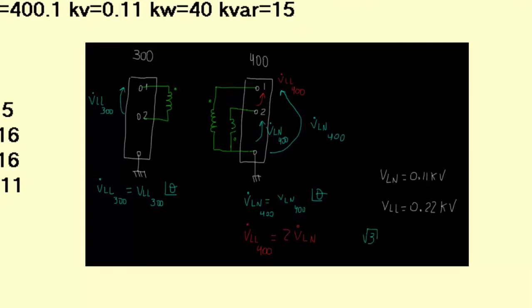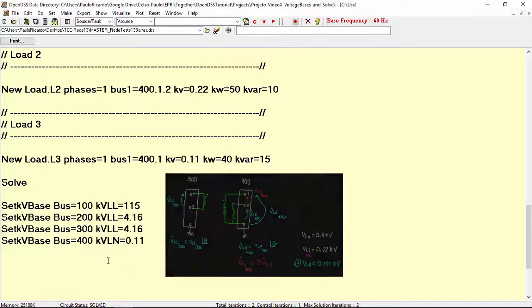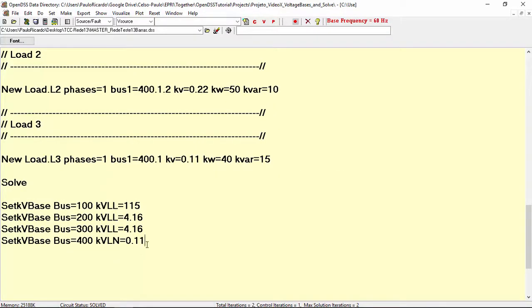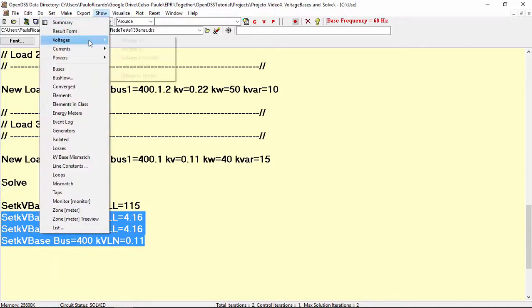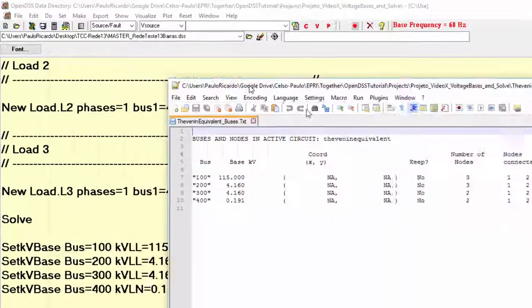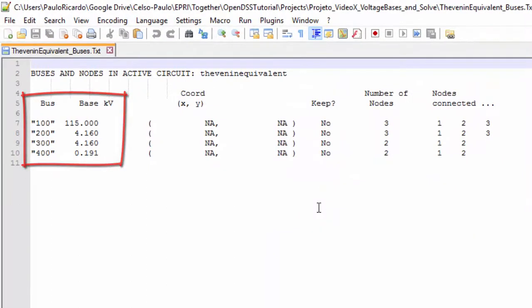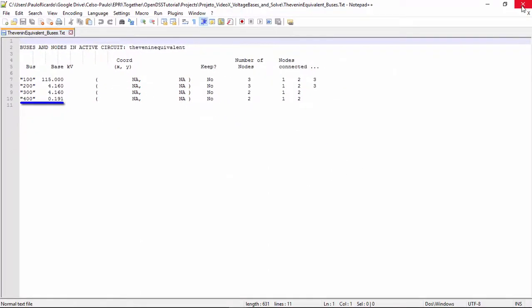It means that a square root of 3 times 0.11 kV is equal to 0.191 kV. That is different from 0.22 kV. That makes sense, right? Running these lines and opening the buses report, we got all base kV properties filled for the buses. However, looking at the bus 400, its base kV is equal to 0.191. What does this number mean?